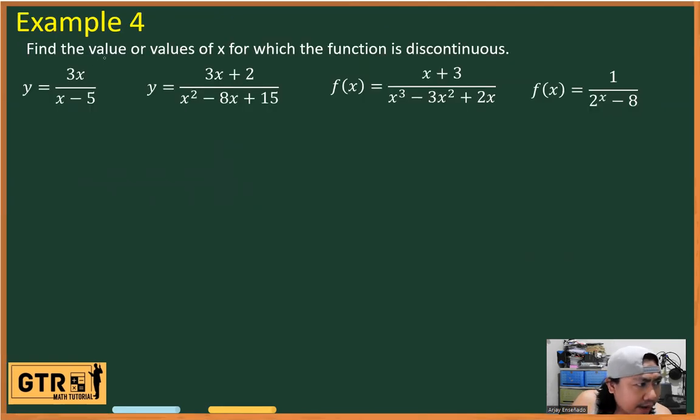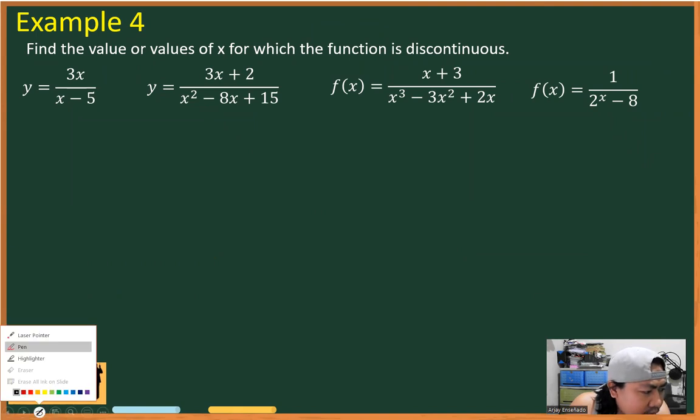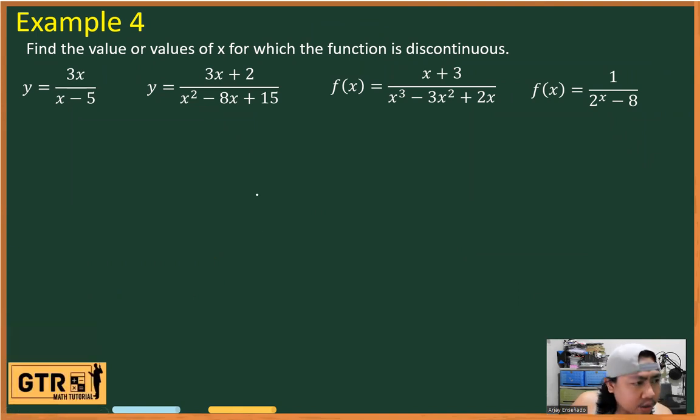Okay, so example number 4, find the value or values of x for which the function is discontinuous. So if discontinuous given the equation, all we have to do is solve for the 0 of our denominator, because at x equals 0, we know that any number except 0 divided by 0, the answer is undefined. So therefore, this rational function has infinite discontinuity. Okay? So just solve for the zeros of the denominator.